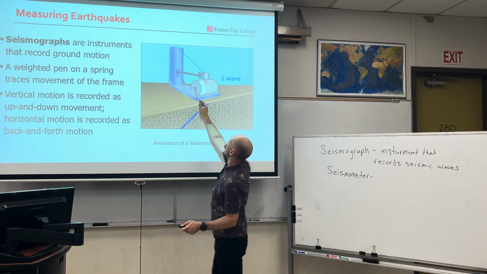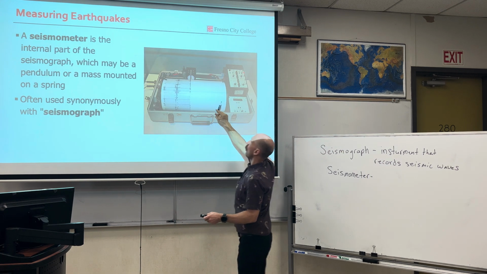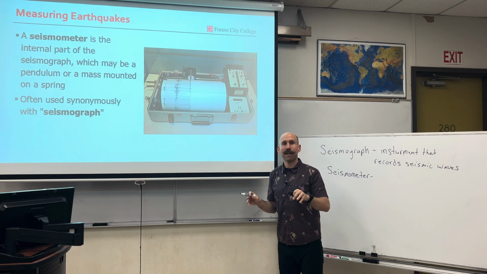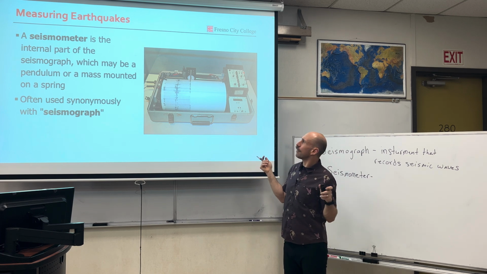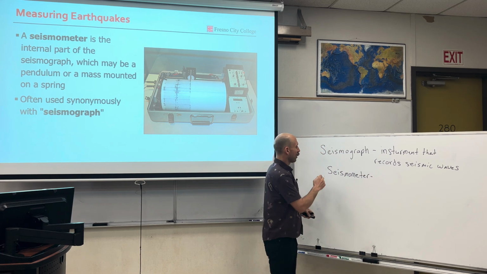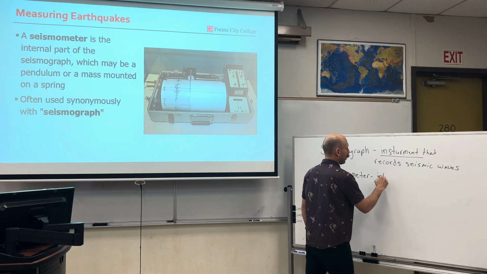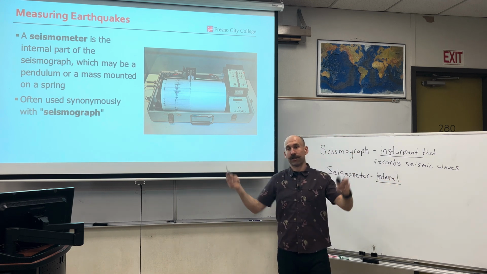So the seismograph is the whole instrument, but this pendulum on a spring is the seismometer, so you can use these two words interchangeably. You might hear someone saying them, and you're thinking, what the heck? I thought it was a seismograph. Or what is it, a seismometer? Well, they're basically the same thing, right? This is the whole instrument. This is the internal pen, but you use them interchangeably.